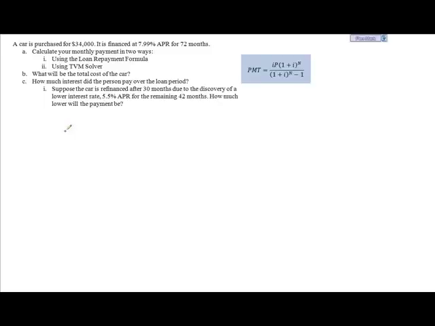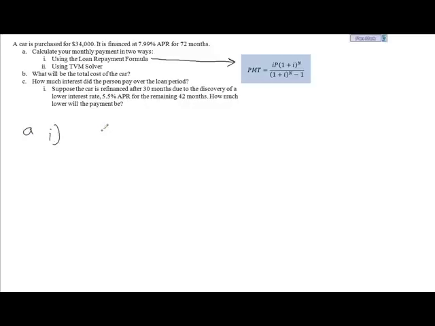So in this problem, we're talking about purchasing a car, 7.99% APR for 72 months. We want to calculate the payment in two ways. One, using the loan repayment formula, which I've put over here. That's one from the manual. And so let's write down a few components of this and go from there.